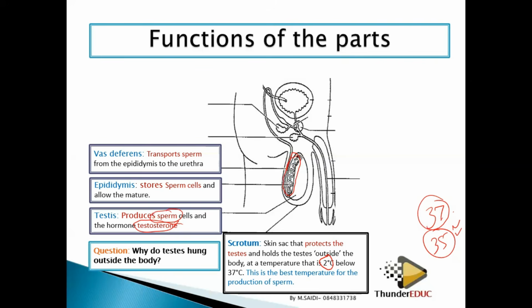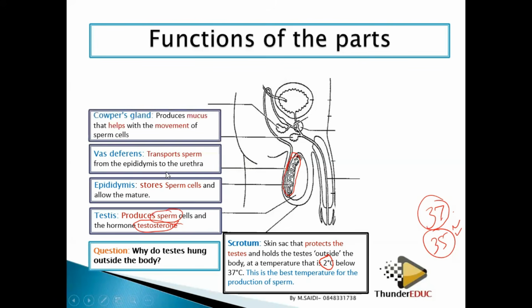Sperm duct: sperms, and duct means a tube where sperms pass. So they call it sperm duct, but that's not its real name. Its real name is vas deferens. So in the exam, we want you to write vas deferens, not sperm duct. It transports sperms from the epididymis, where they are stored, to the urethra, inside the penis, so that the sperms can move to the vagina.